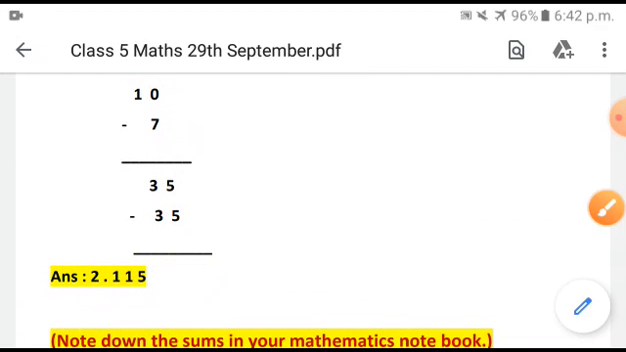2.115. Okay children. So you are going to note down the sums in your classwork notebook.